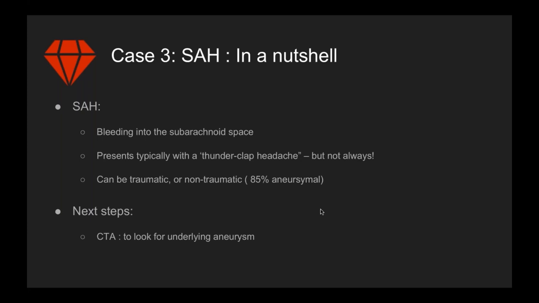You can get traumatic subarachnoid hemorrhages, but the more common is the non-traumatic subarachnoid hemorrhages, and this is usually due to an underlying intracranial aneurysm. So the next step would be to look for a CTA, to look for an underlying aneurysm for this patient, because he's not had any trauma, so he's quite likely to have an intracranial aneurysm. And if that is found, then later on that can be coiled so that he doesn't get further subarachnoid hemorrhages.